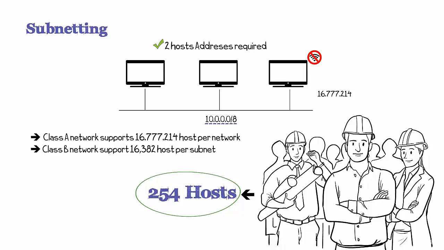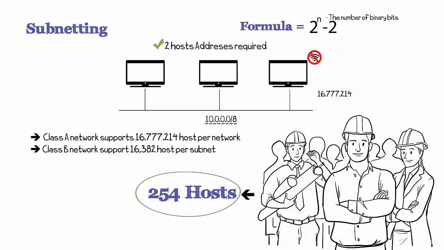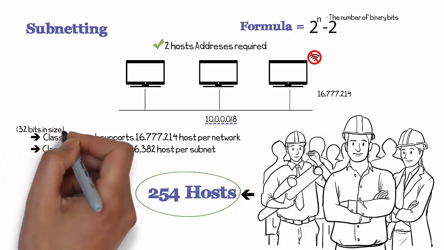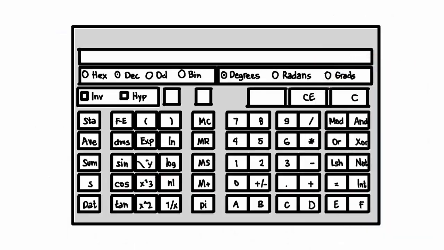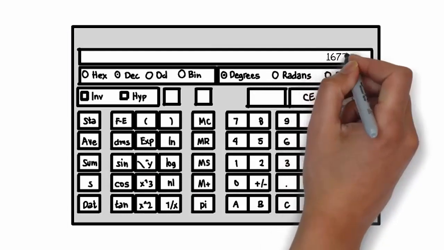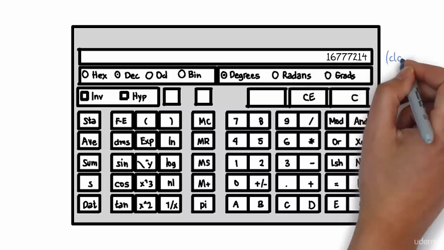The formula to work out how many hosts are supported on a subnet is 2 to the n minus 2, where n is the number of binary bits in the host portion. So as an example, a Class A address is 32 bits in size, where 8 bits is the network portion, and 24 bits is the host portion. So 2 to the power of 24 equals 16 million odd addresses. You subtract 2, 1 for the network and 1 for the broadcast. So 16,777,214 hosts would be supported in theory on a Class A network.